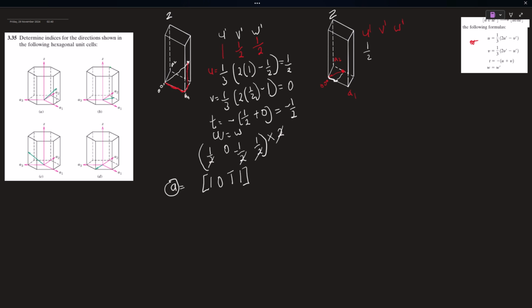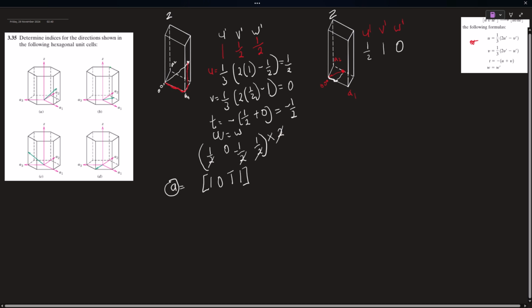So we have 1, it is a full length. I meant go on A2, which is 1. Then for our Z, we don't need any reason to go upwards. So we have 0 to be our answer. Then the next thing again is to apply our formula into the equation.